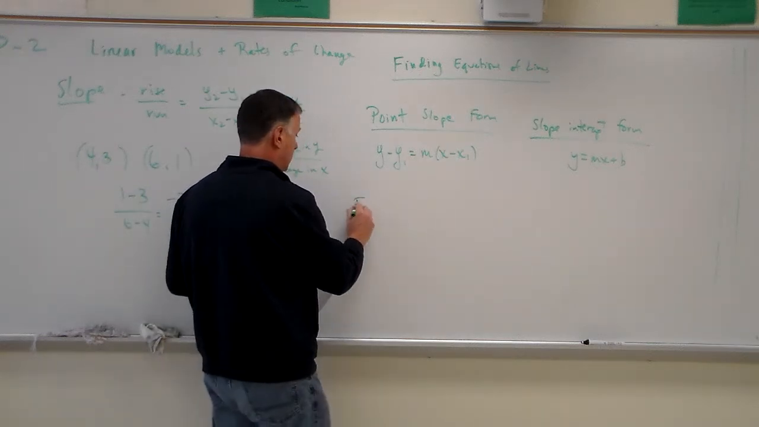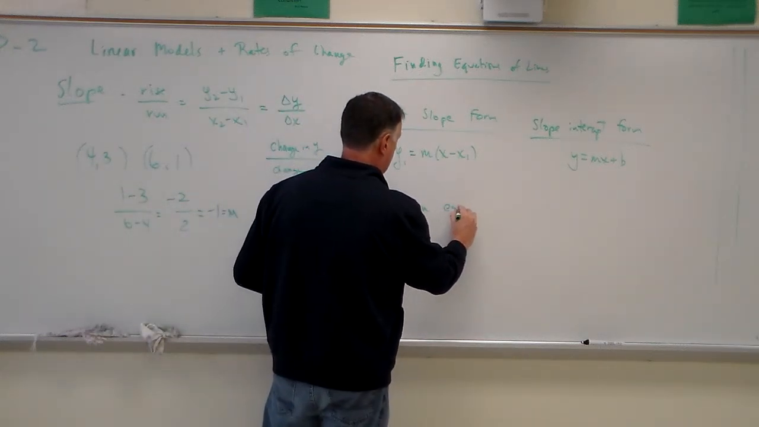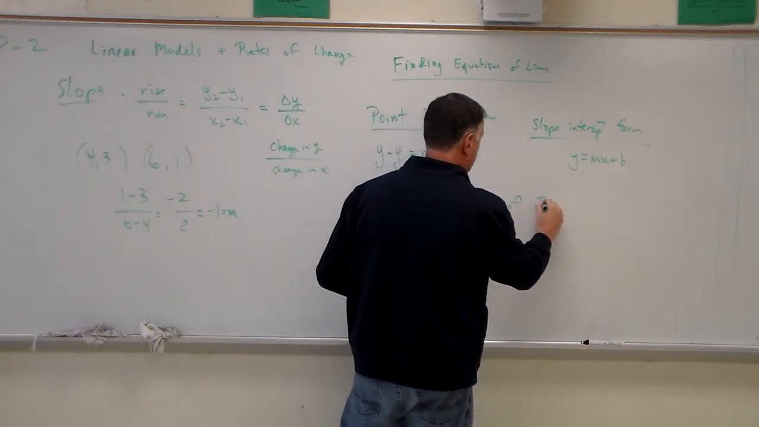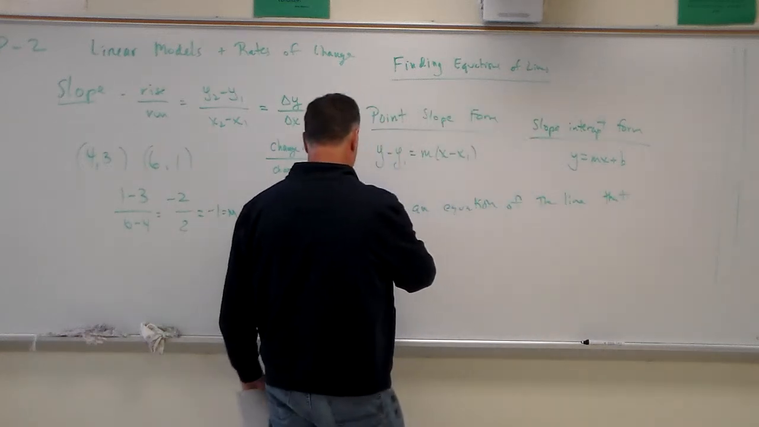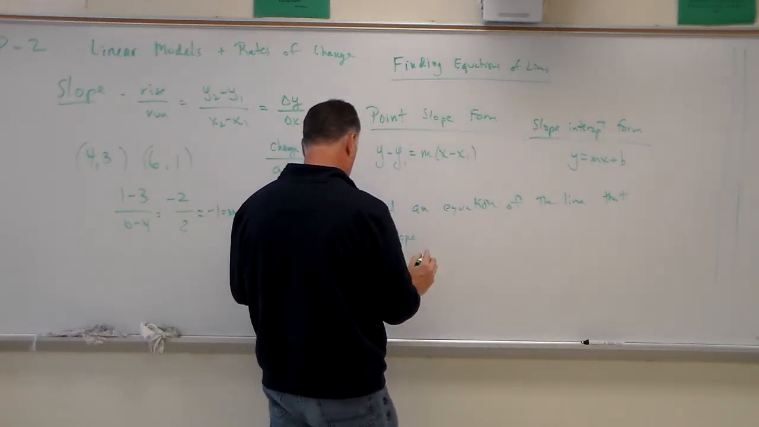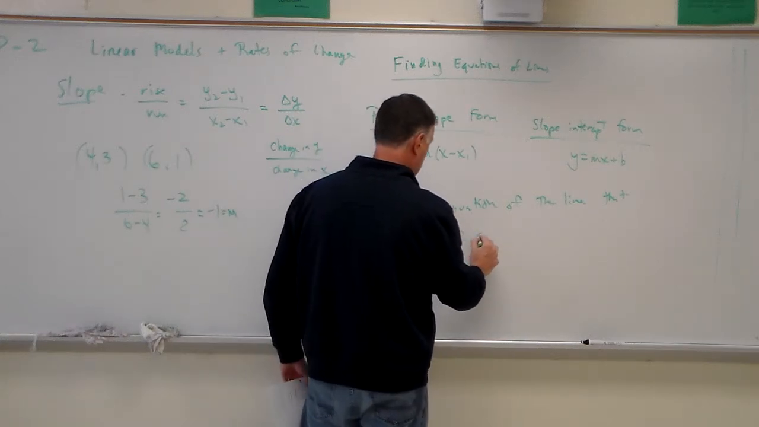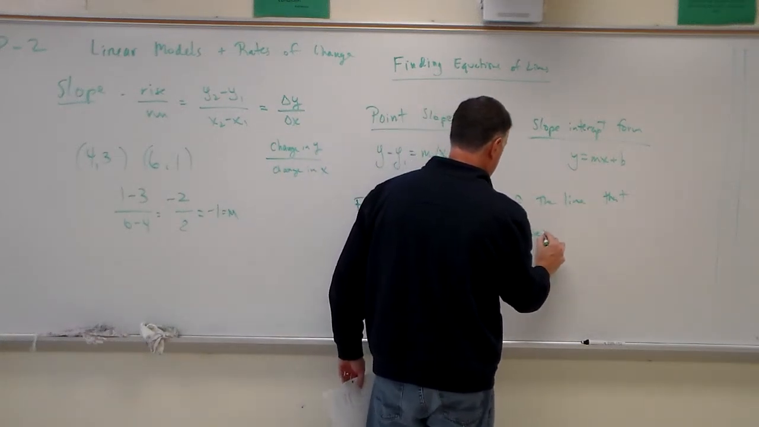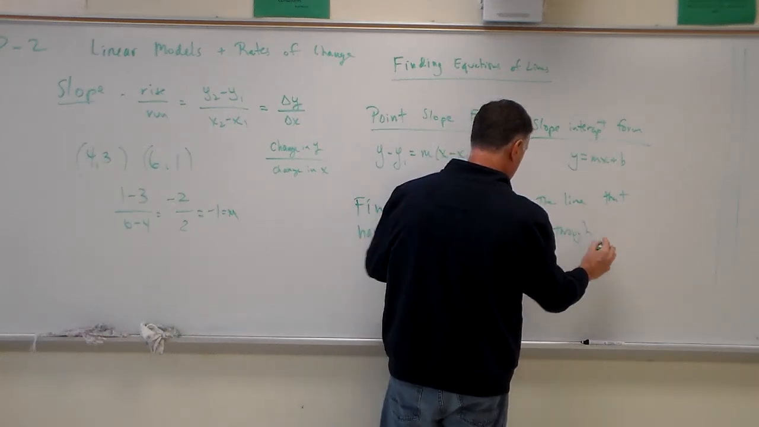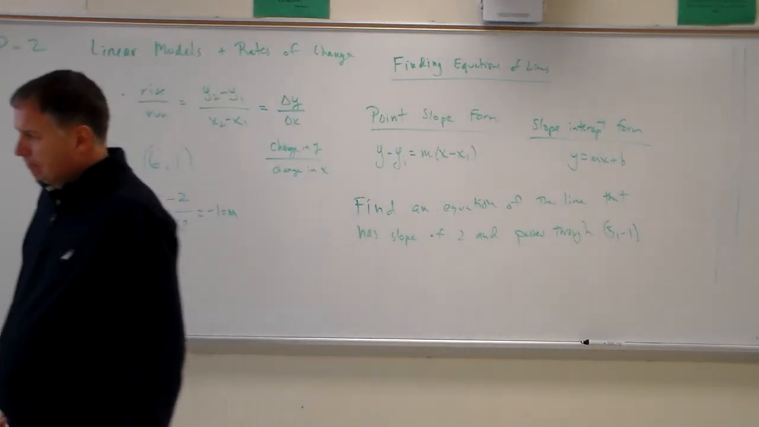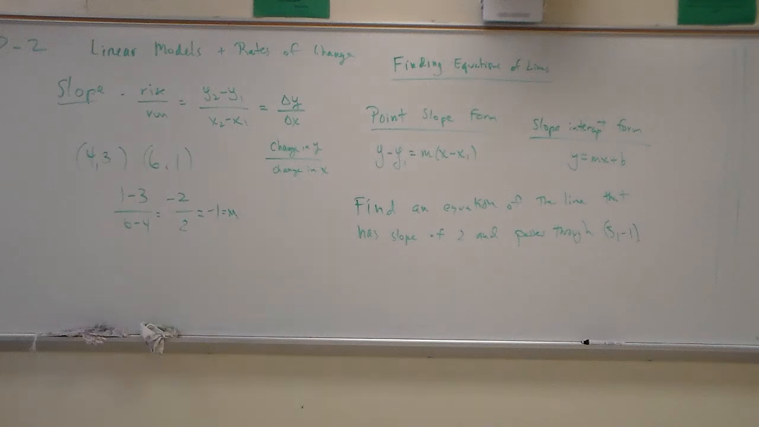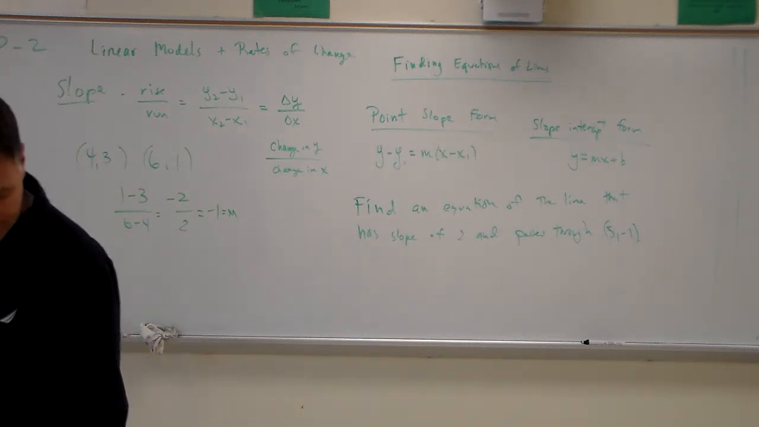All right, here we go. Find an equation of the line that has slope of 2 and passes through (5, -1). All right? So, do it. Pick one of those forms and do it. And then I'll show you what to do.